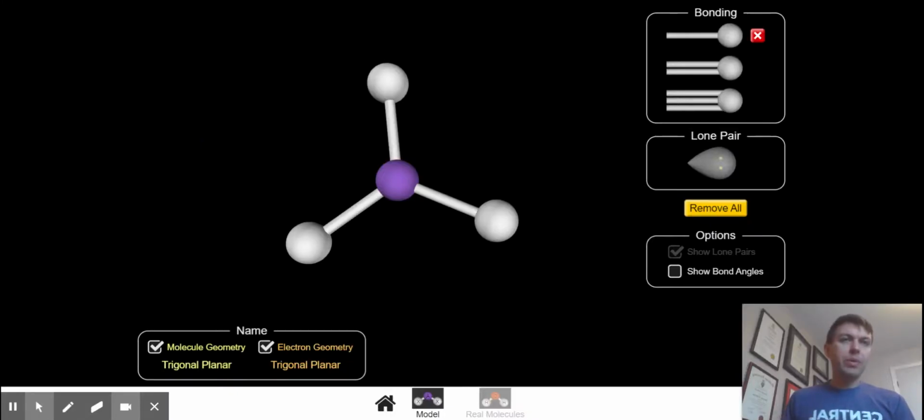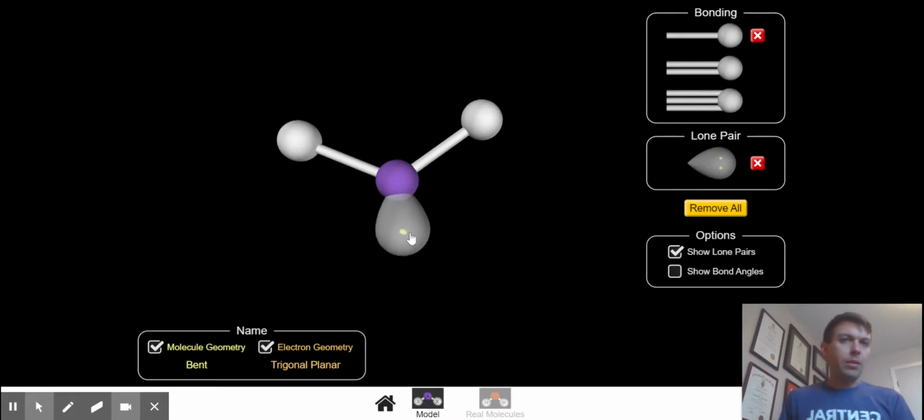I'm now going to replace one of those bonded pairs with a lone pair. So still 3 pairs of electrons, but one of those 3 is a lone pair. So we see that the 3 pairs of electrons still make that trigonal planar shape. However, the shape of the molecule itself is this V shape or bent shape.